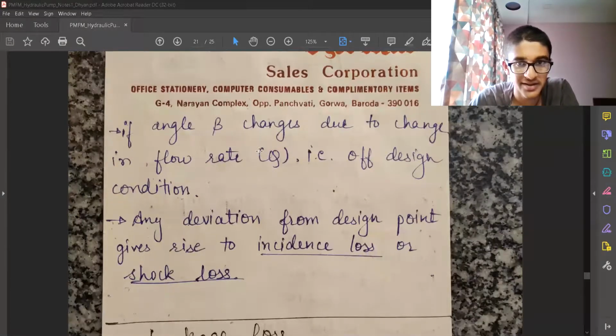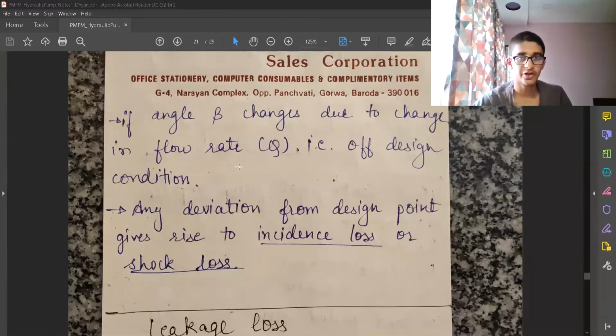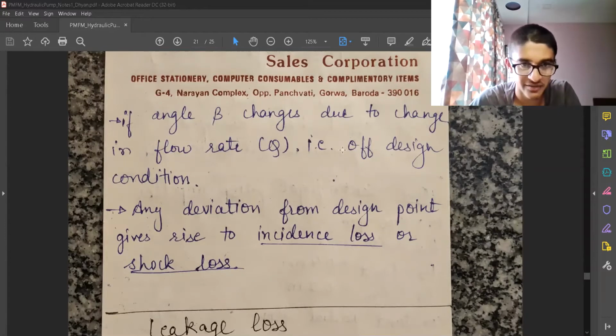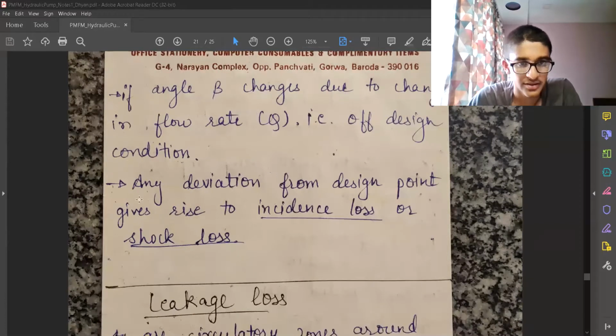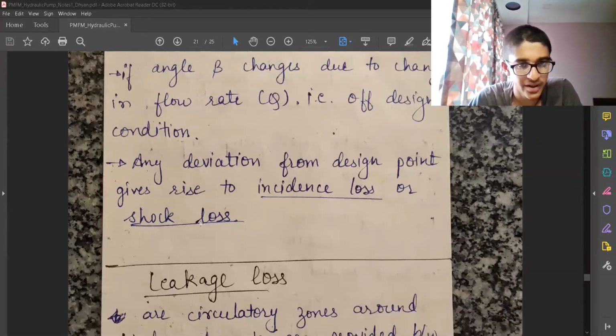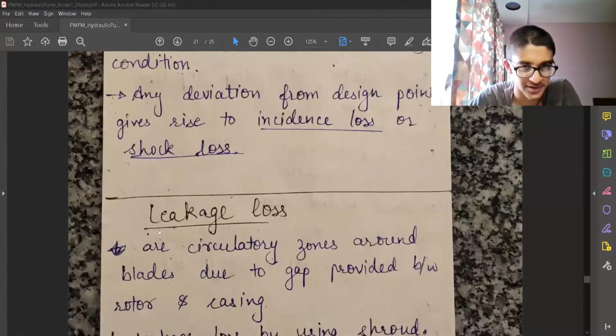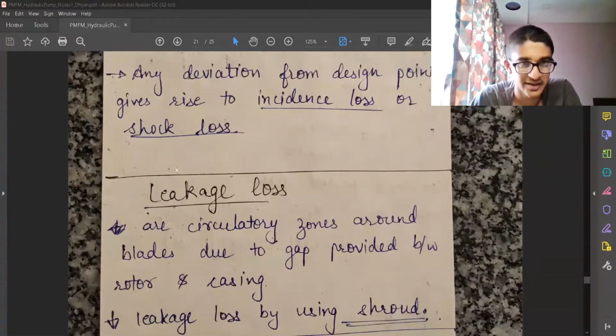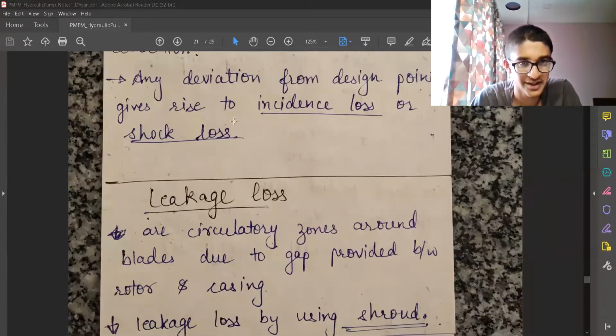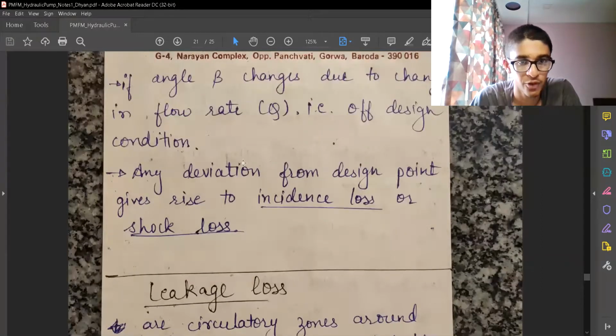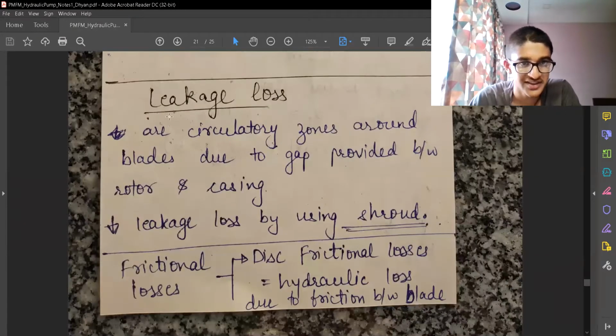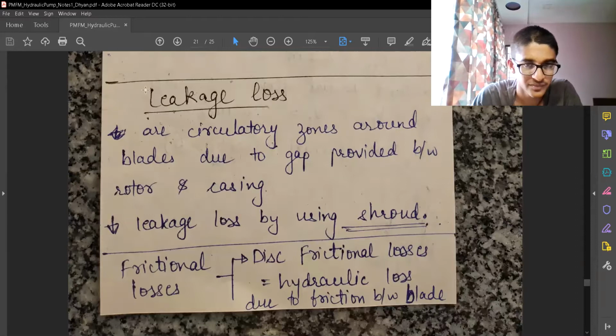So if blade angle beta changes due to change in flow rate Q, it can happen. That is, we are working at some off design condition, then we'll have shock loss. So any deviation from design point gives rise to incidence loss or shock loss. The third is, and this will also take into account the frictional losses, that is the loss in the flow velocity. The last is the leakage loss.